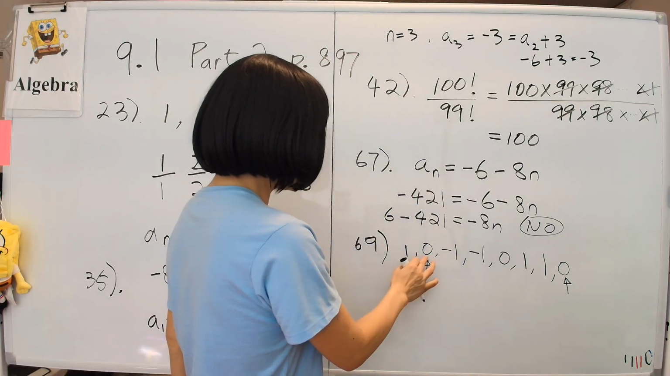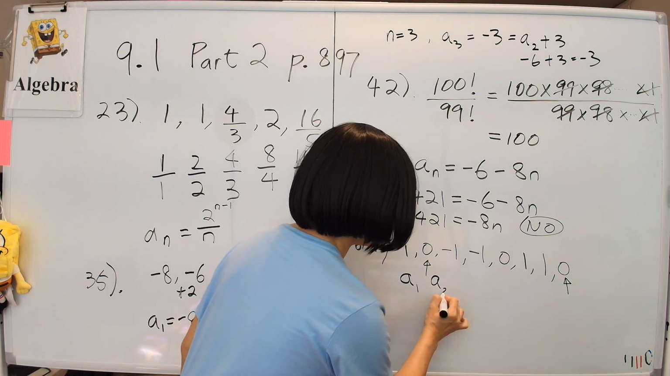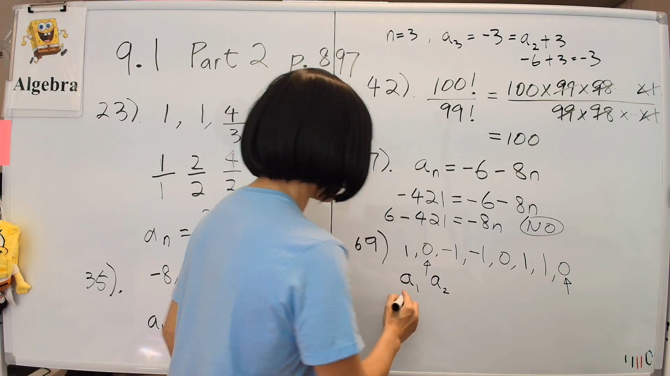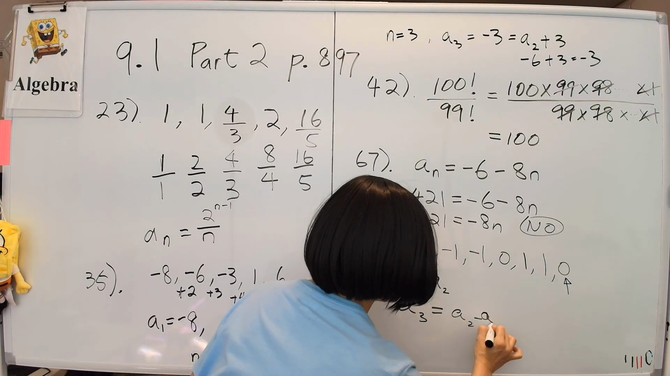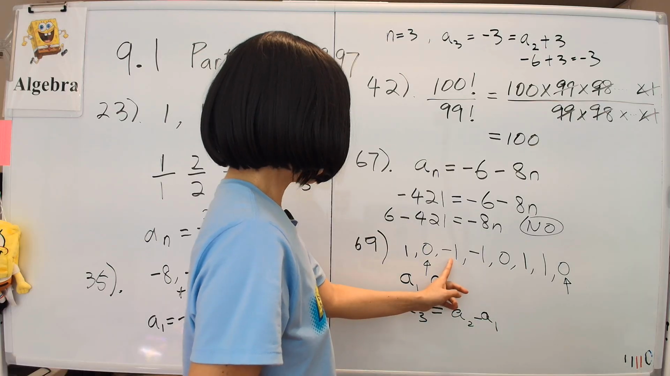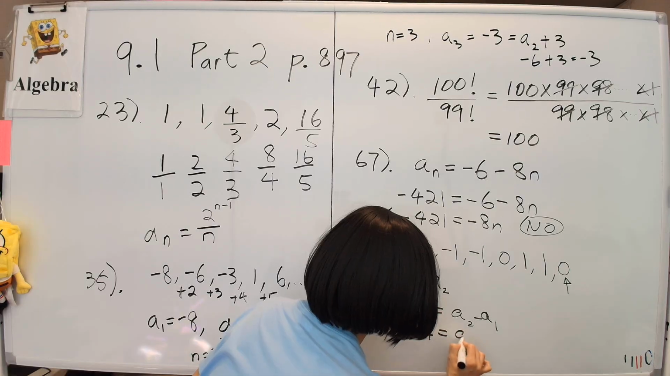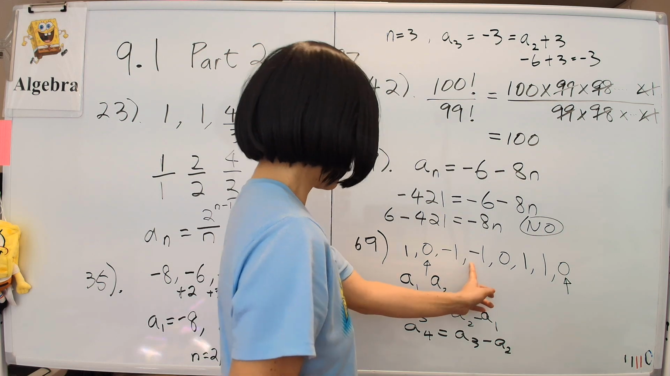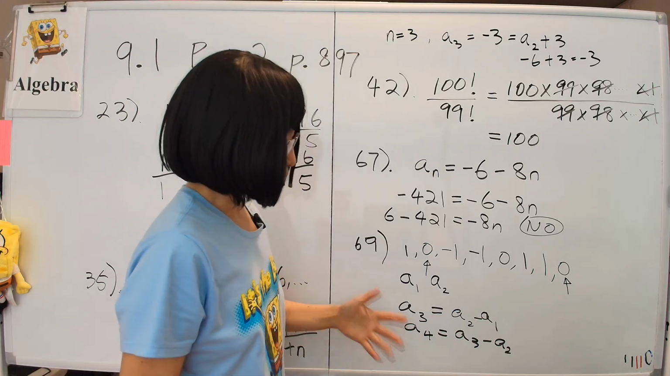But anyway, the point is, this will be called A1, and this will be called A2. What is the relationship of A3? Well, A3 appears to be A2 minus A1. So A3 equals A2 minus A1. So is this the pattern? That is, is A4 equal to A3 minus A2? The answer is yes. So I'll write that down. A4 equals A3 minus A2. And then that's 1, 2, 3, 4. And A5 is A4 minus A3. Yes, it is. So that's good enough for me.